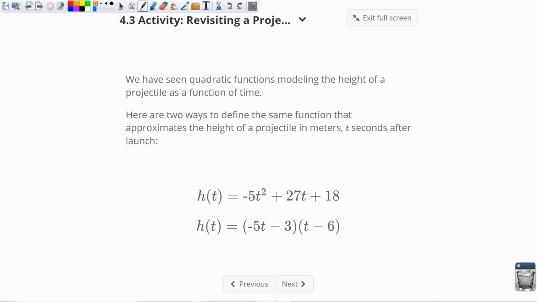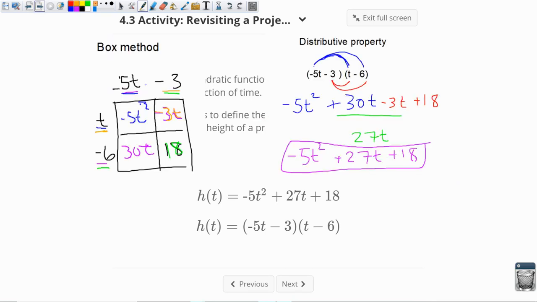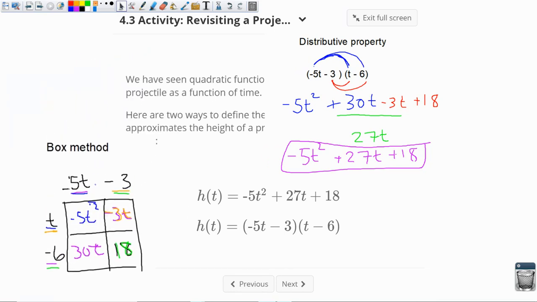So here we have a quadratic function in standard form. And below it, we have a function in factored form. It says they're the same function, but how could we test to see, are they really the same function? So there's a couple different ways. One way is we could multiply this back together to see if we got that. One strategy is the box method. Another strategy is distributive property. So you may have used these strategies in the past.